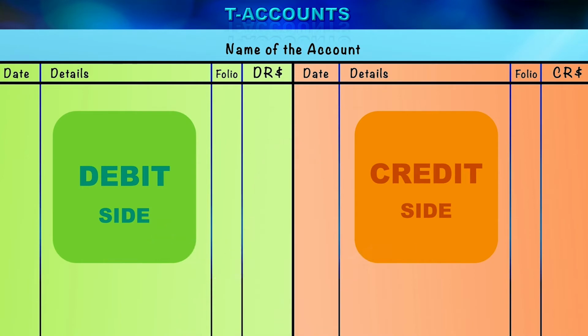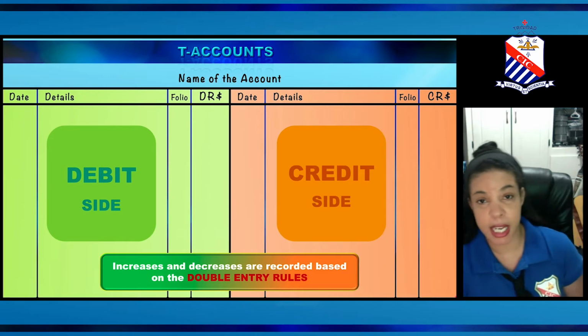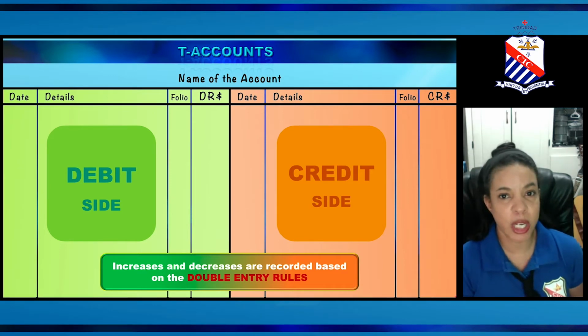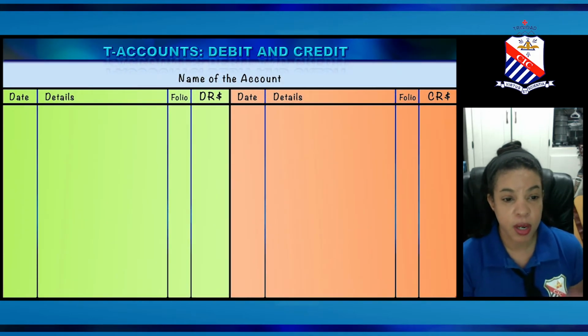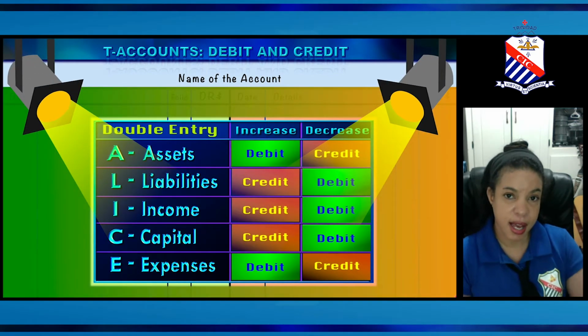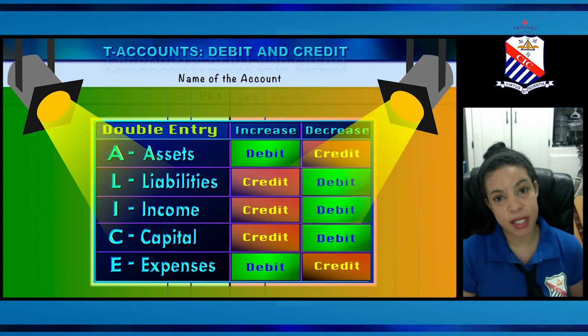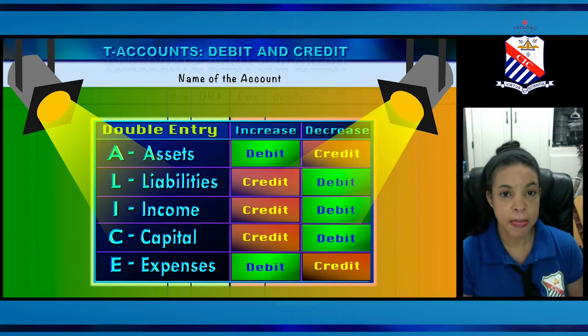Left, right. Increases and decreases in each balance sheet and income statement item are recorded according to double entry rules. So if you remember the double entry rules, we have it as ALICE. For the increases, assets and expenses are debited, and the liabilities, income, and capital are credited whenever there's an increase. And whenever there's a decrease, it's the opposite.